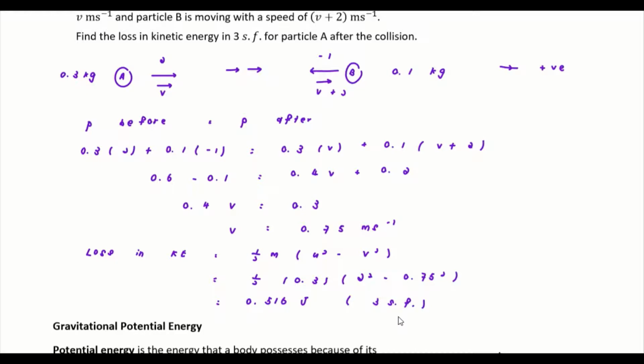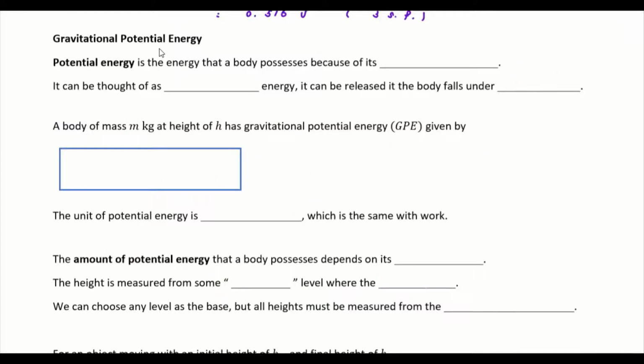Okay, so let's look at the second type of energy in our lesson, which is gravitational potential energy. Gravitational potential energy is an energy that a body possesses because of its position. So it's different from the kinetic energy that we mentioned just now, which depends on the motion, that is the speed or the velocity. Potential energy is based on where it is, purely on position. So it can be thought of as a stored energy.